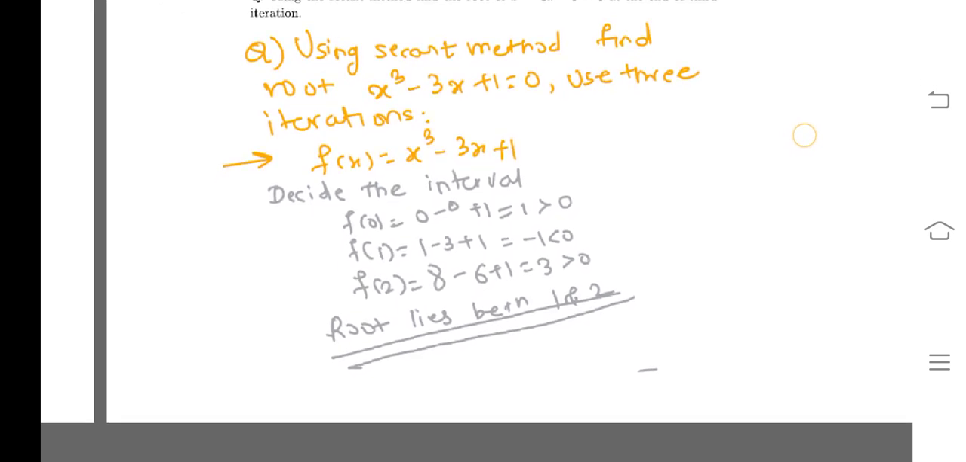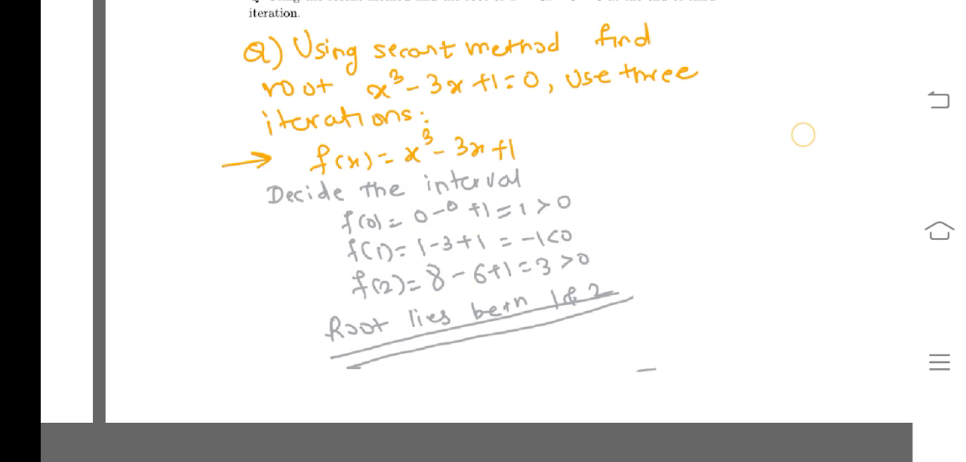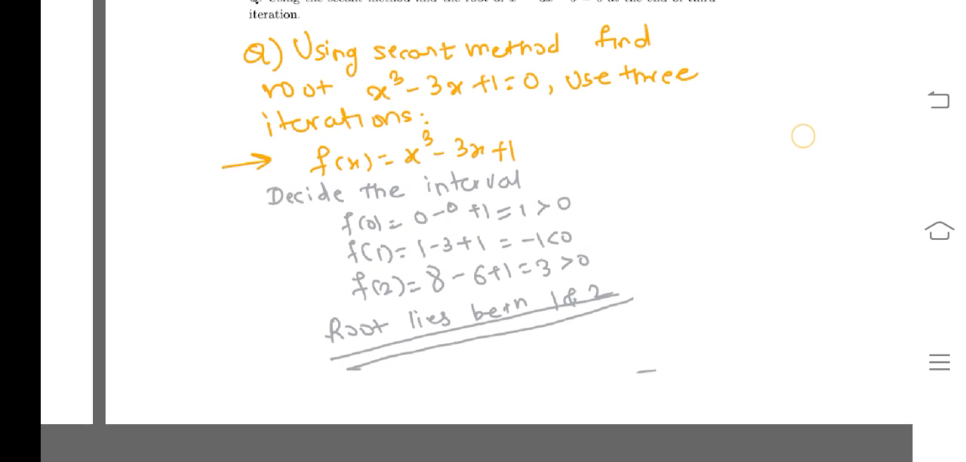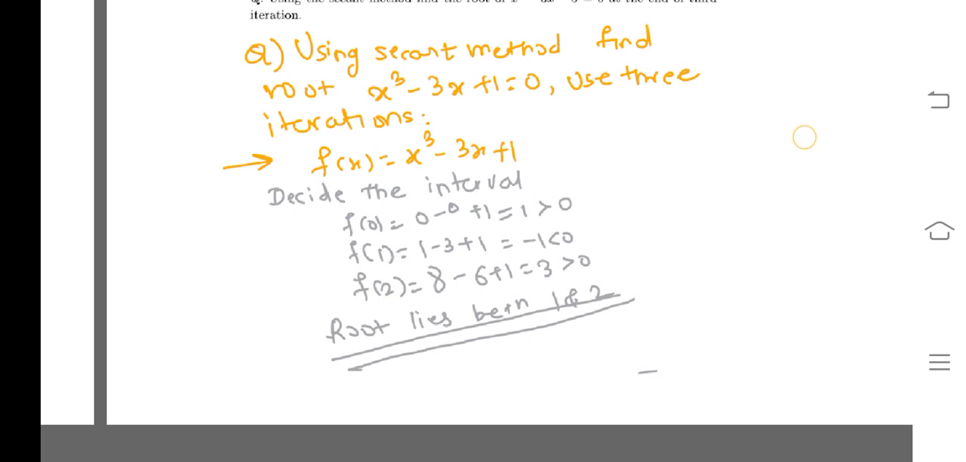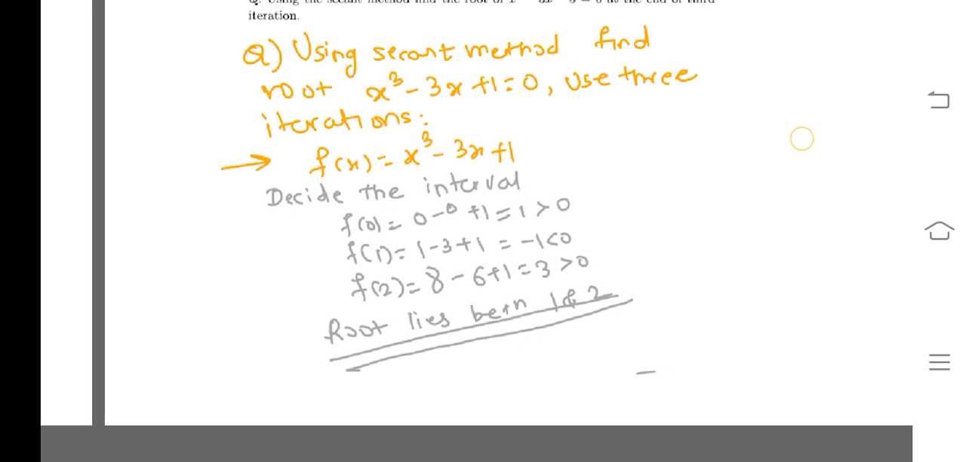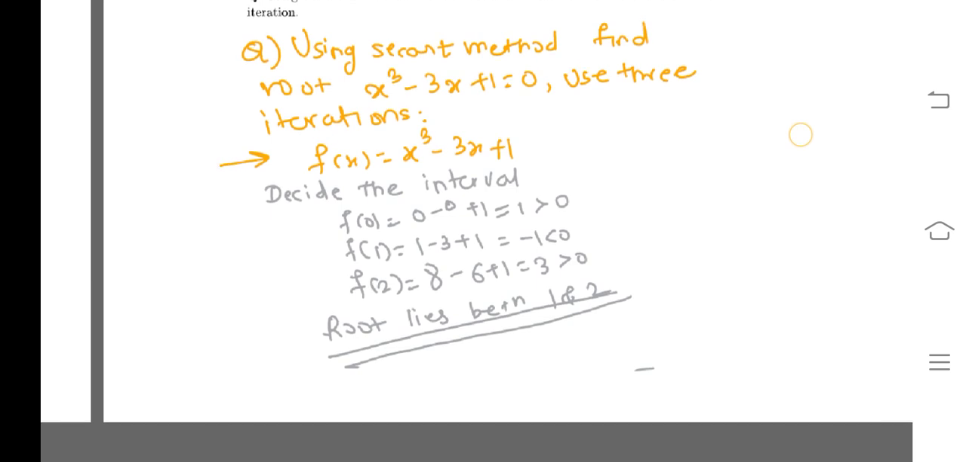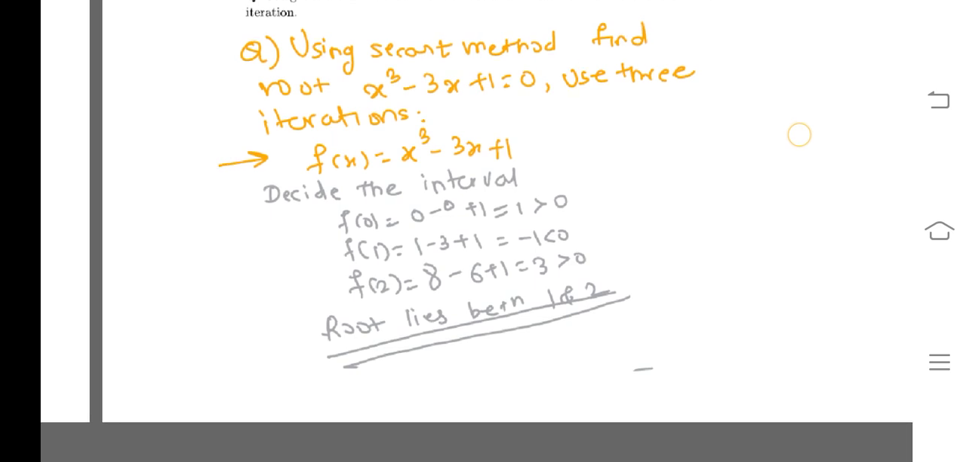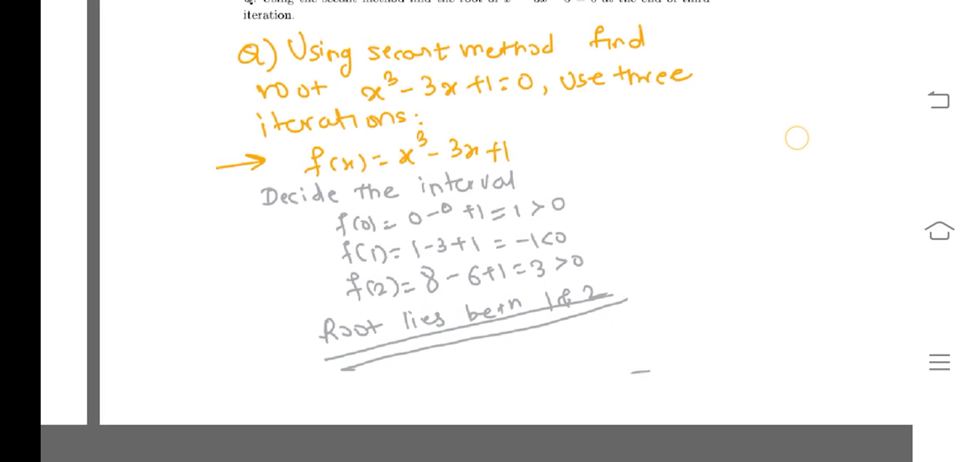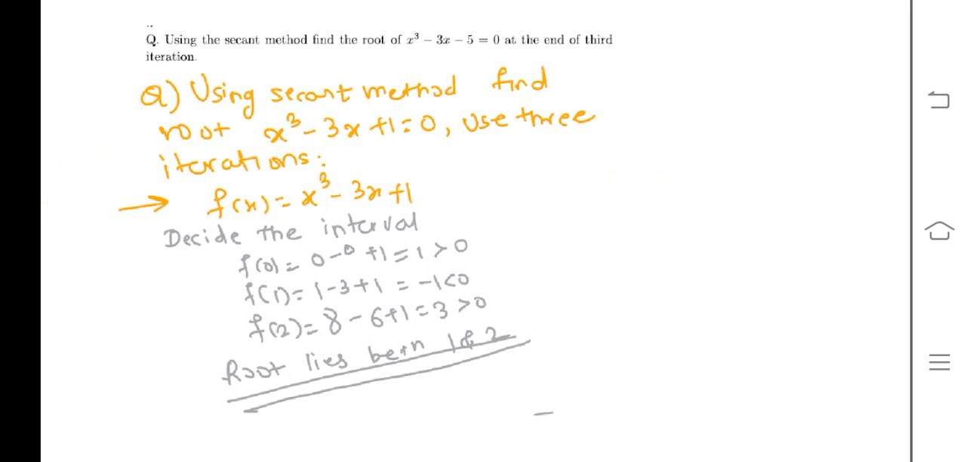So our f(x) is now x cubed minus 3x plus 1 equal to 0. We want to apply the secant method and we want three iterations. So our a is 1, b is 2, and the root is lying between a and b, as we have assumed that f(a) is less than 0 and f(b) is greater than 0. This way we decide the interval.